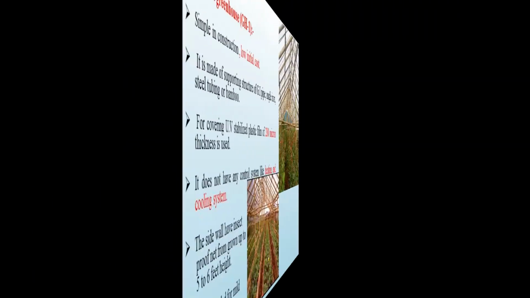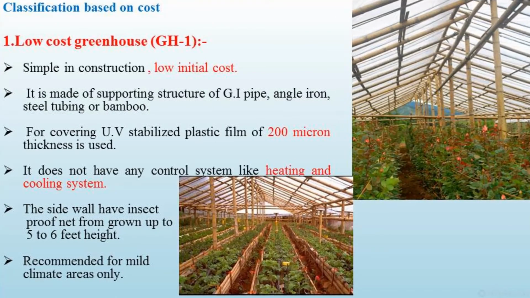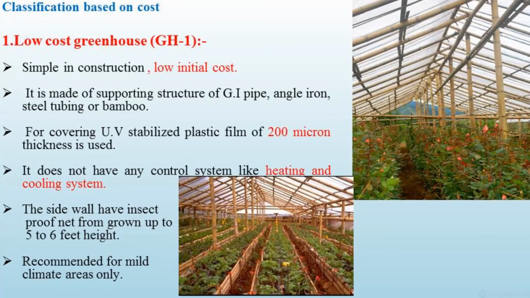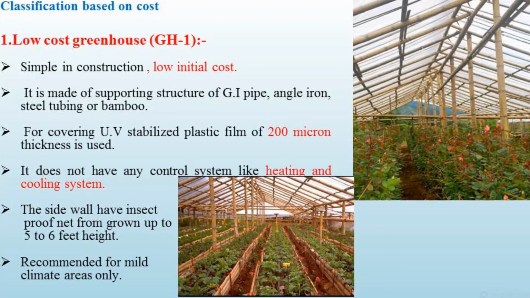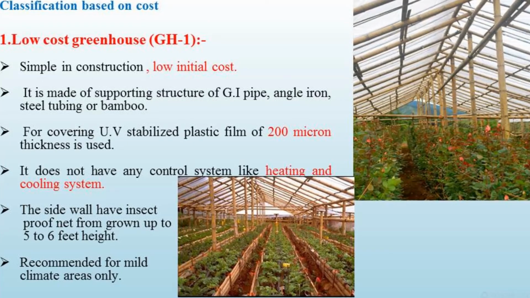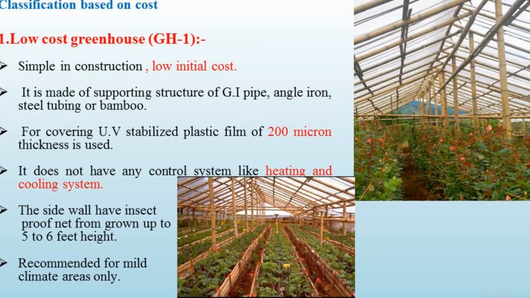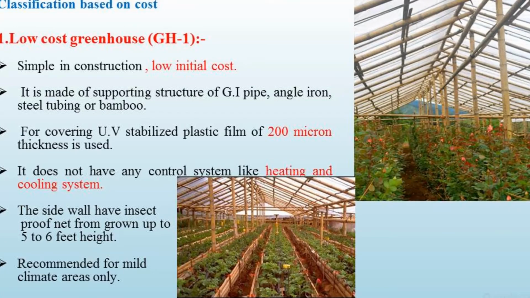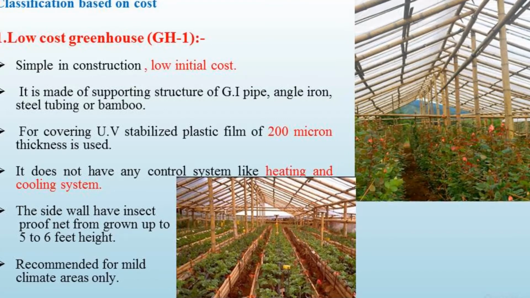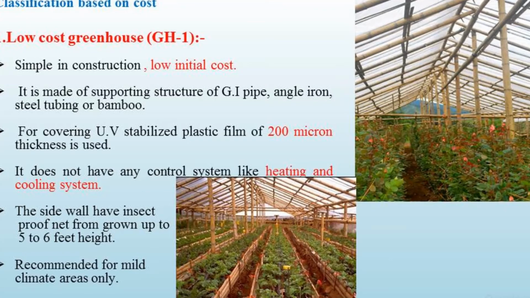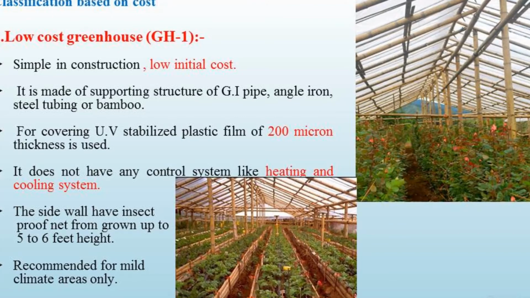The last type of classification of greenhouse is classification based on cost. Based on cost of construction, greenhouses are classified into three main types. First, low cost greenhouse, that means GH1. Second, medium cost greenhouse, that means GH2. And third, high cost greenhouse as well as climate controlled greenhouse, that means GH3. Let's first discuss low cost greenhouse, that means GH1.